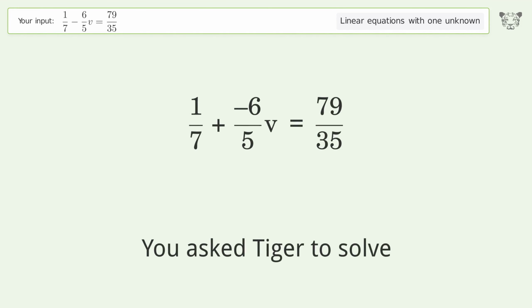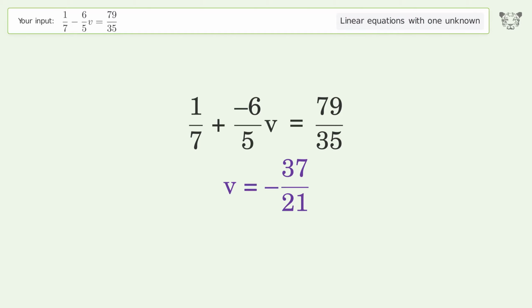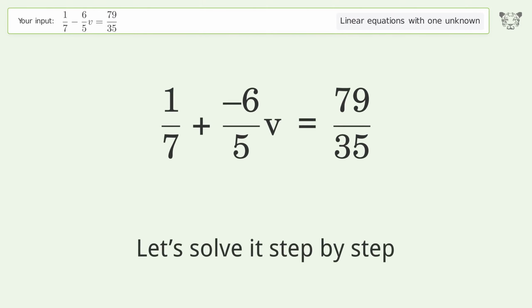You ask Tiger to solve this. This deals with linear equations with one unknown. The final result is v equals negative 37/21. Let's solve it step by step.